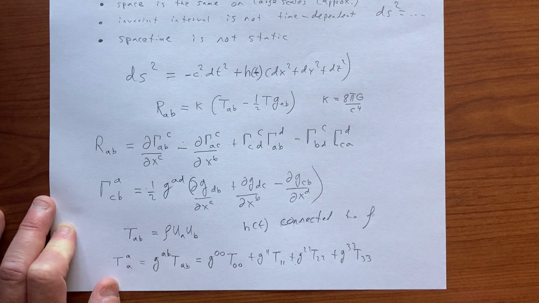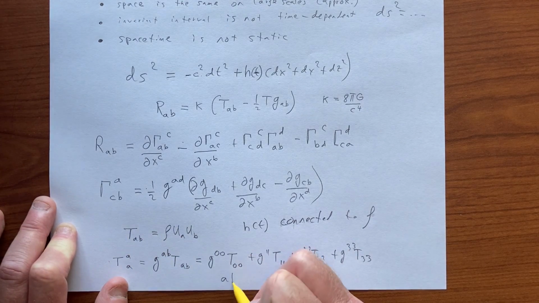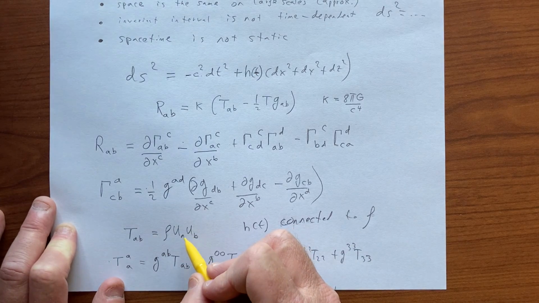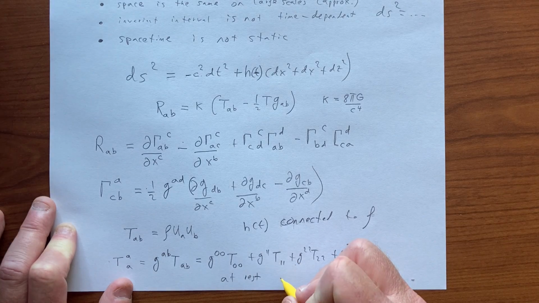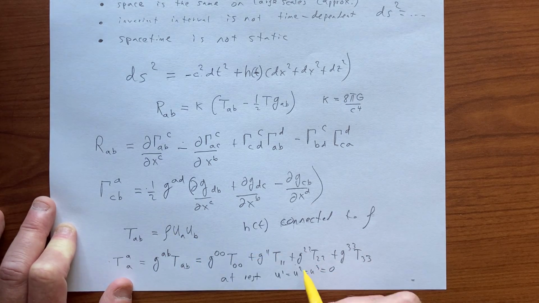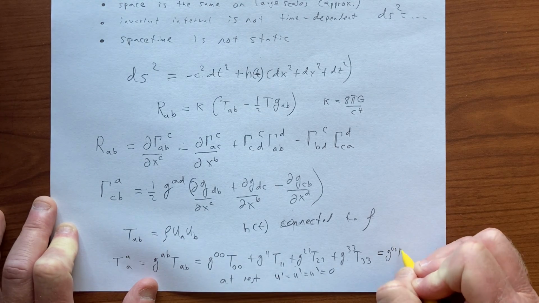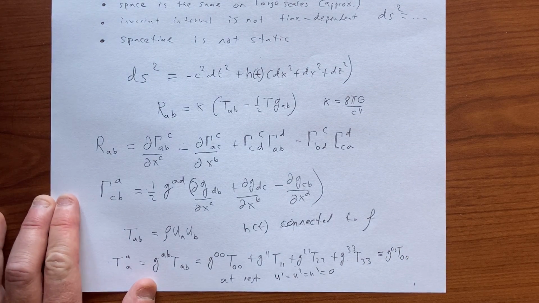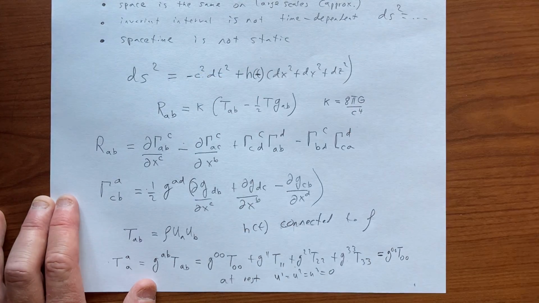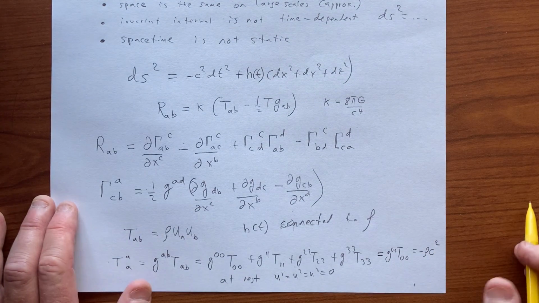Let's make life even easier for us by saying that this stuff is actually at rest. All right, so only U0 survives. So we basically have U1 equals U2 equals U3 equals 0. And of course, this will translate into the lowered components. And so this becomes G naught naught, T naught naught, which brings in a minus sign there. This ends up looking like minus density times c squared.